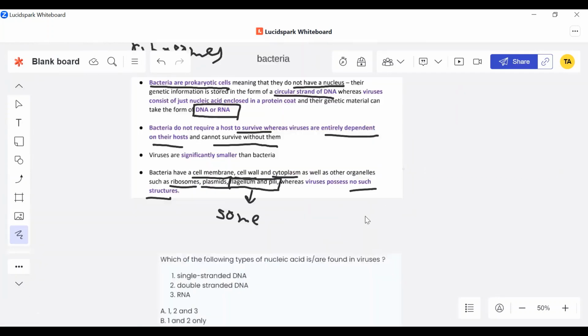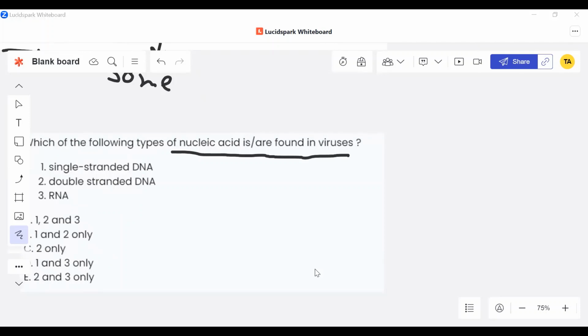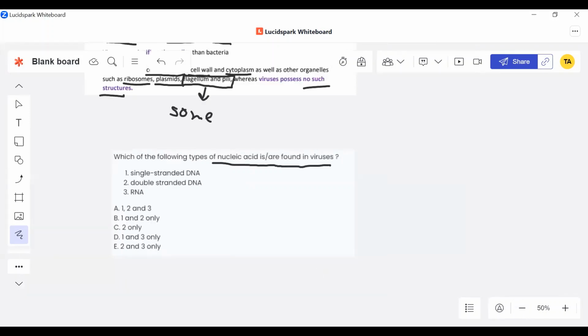Now, let's do this question. Which of the following types of nucleic acid are found in viruses? I took this from IMAT. Single-strand DNA, double-strand DNA, or RNA? I'll give you guys 2 minutes to solve this. Someone said E. I'll wait for others.